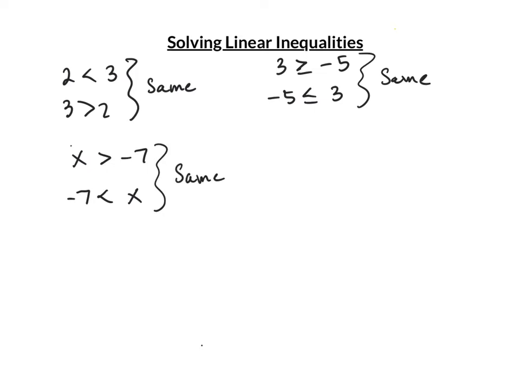I always like to keep the variable on the left side. However, notice how the open side is towards the x. That's x is greater than -7. Down below, it's still the same thing. And when you read your answers, you read them from the variable. So even below, I would read this as x is greater than -7. And if you say -7 is less than x, that's perfectly okay. It's just not my preferred way of doing that.